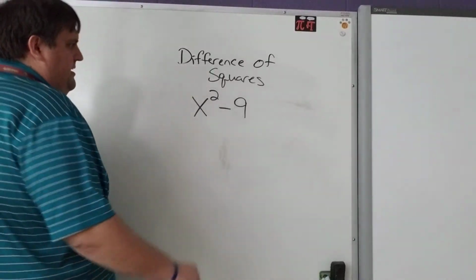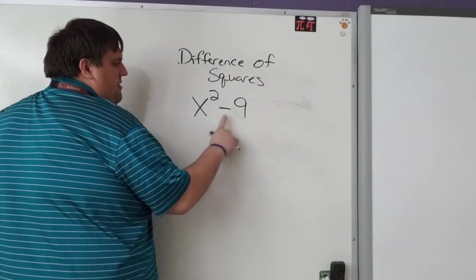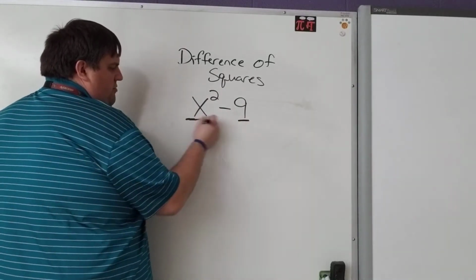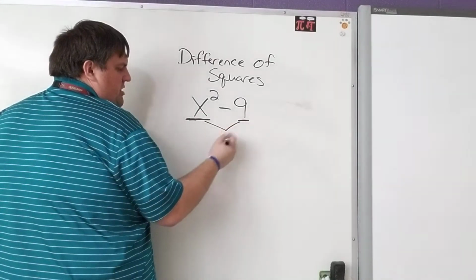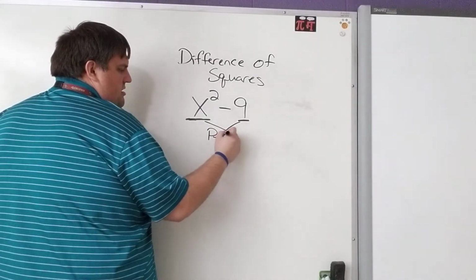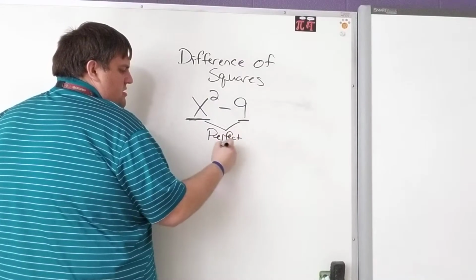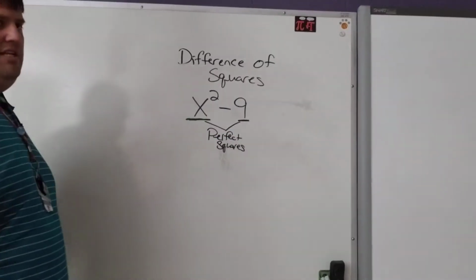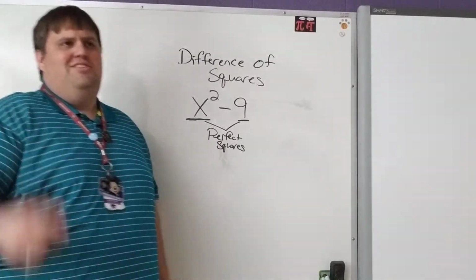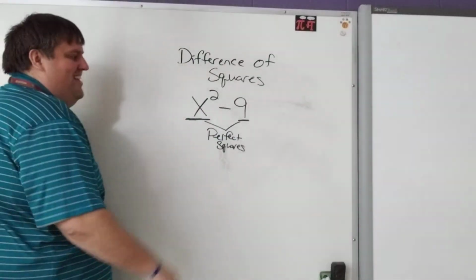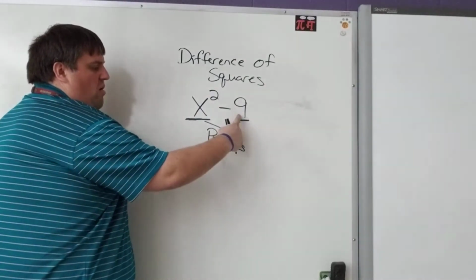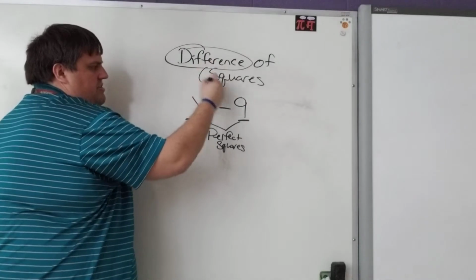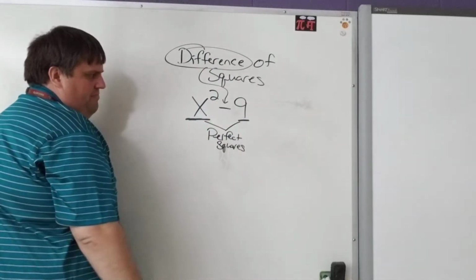Well, what happens here is this is really 1x squared, right? These are both what we call perfect squares. And because they're perfect squares, we can do some special stuff here. So, this only works if these are both perfect squares. And the reason why it's difference of squares is because there's this minus sign here.